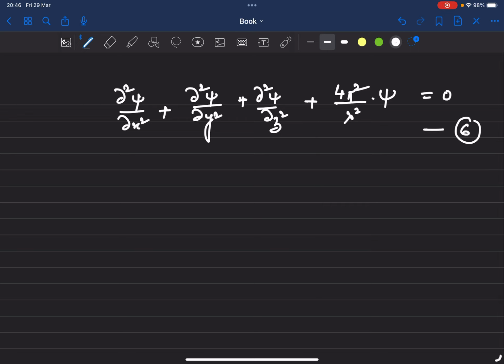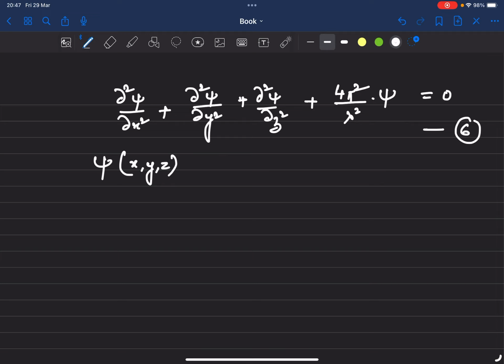And what is the significance of this equation? This is the equation which describes the wave motion of the electron in 3 dimensions. Now ψ is a wave function, that means it's a function of the 3 coordinates, that is x, y and z. That means the value of ψ depends upon the position of the particle along the x, along the y, along the z axis, along all the 3 dimensions.